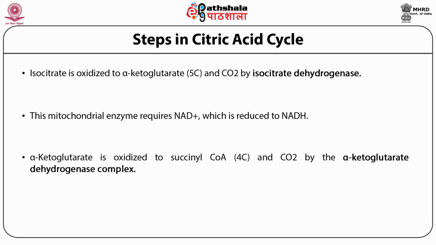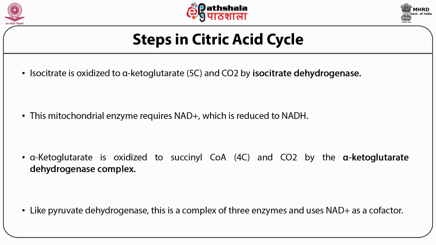This mitochondrial enzyme requires NAD plus, which is reduced to NADH. Alpha-ketoglutarate is oxidized to succinyl coenzyme A and carbon dioxide by the alpha-ketoglutarate dehydrogenase complex. So again, this 5-carbon alpha-ketoglutarate is converted into 4-carbon succinyl coenzyme A by release of carbon dioxide. So in total, all 3 carbons of the pyruvate have been removed: first in the decarboxylation step from pyruvate to acetyl coenzyme A, then in the isocitrate dehydrogenation step, and now in this alpha-ketoglutarate dehydrogenase complex step. Like pyruvate dehydrogenase, this is a complex of 3 enzymes and uses NAD plus as a cofactor.